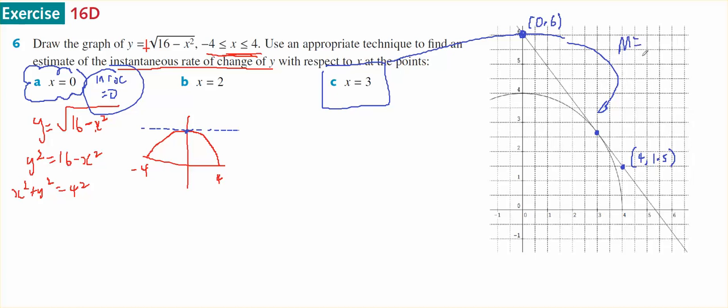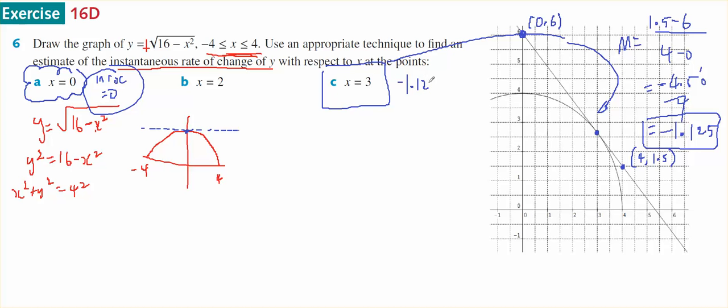Therefore the gradient is going to be y2, which is 1.5 minus 6 over 4 minus 0, or negative 4.5 on 4, which is negative 1.125. So that's my estimate for the instantaneous rate of change at x equals 3. That's going to be negative 1.125.